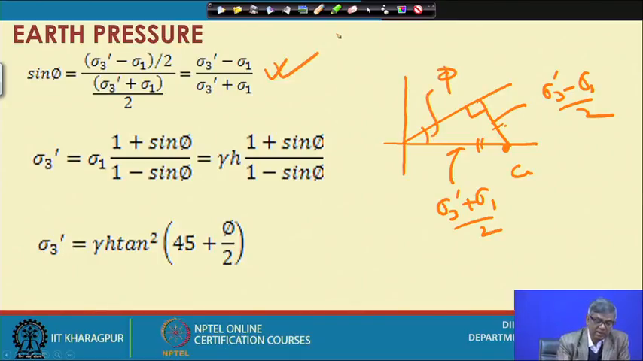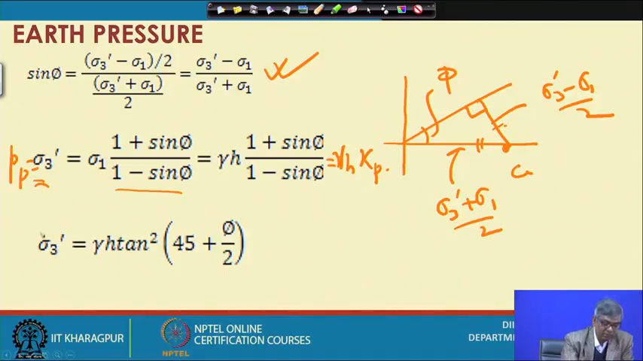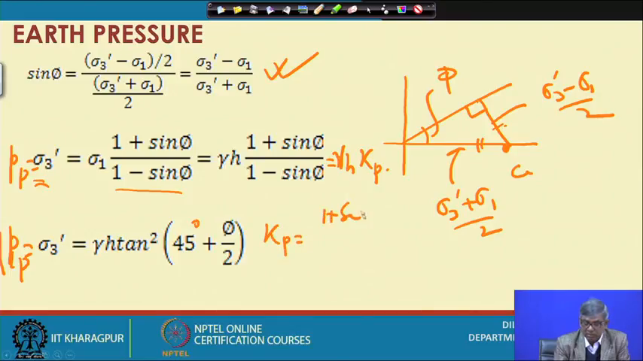Then simplify it and it becomes this. Now, if I extract sigma 3 in terms of the other parameters, then sigma 3 dash becomes sigma 1 multiplied by (1 plus sin phi) by (1 minus sin phi). So, it is gamma h times (1 plus sin phi) by (1 minus sin phi). This can also be written as gamma h K p. Okay. So this can be written as the passive pressure, p p equal to sigma 3 dash, gamma h square tan square (45 plus phi by 2). So that means K p equal to (1 plus sin phi) by (1 minus sin phi).